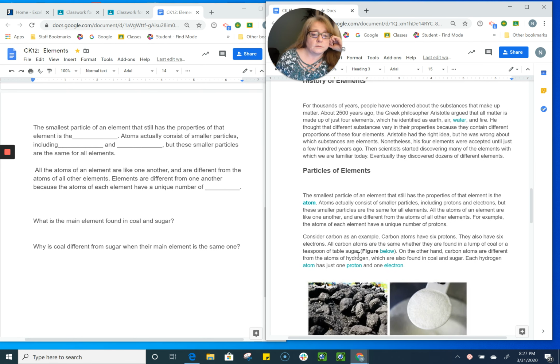And atoms usually consist of smaller particles, including protons and electrons. There's also a third particle that we talk a lot about. Those are neutrons. So all the atoms of an element are just like one another and are different from the atoms of all the other elements. And elements are different from one another because the atoms of each element have a unique number of protons. So when you go across the periodic table, each box is a different element.